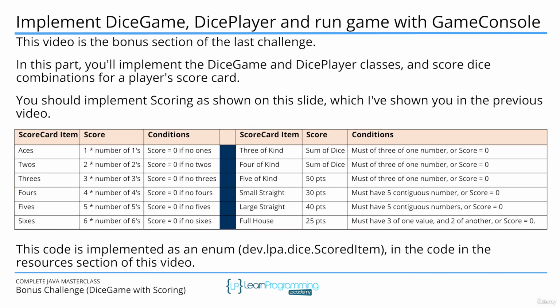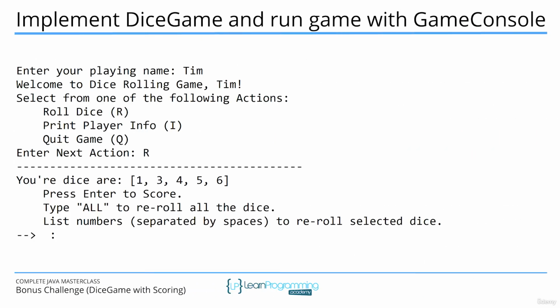This code is implemented as an enum, dev.lpa.dice.scored item, in the code in the resources section of this video. If you'd rather come up with your own scoring mechanism, that's great too. I'll be using the game player, game action and game console types from the previous Pirate Game Challenge. This code is in the resources section of this video.